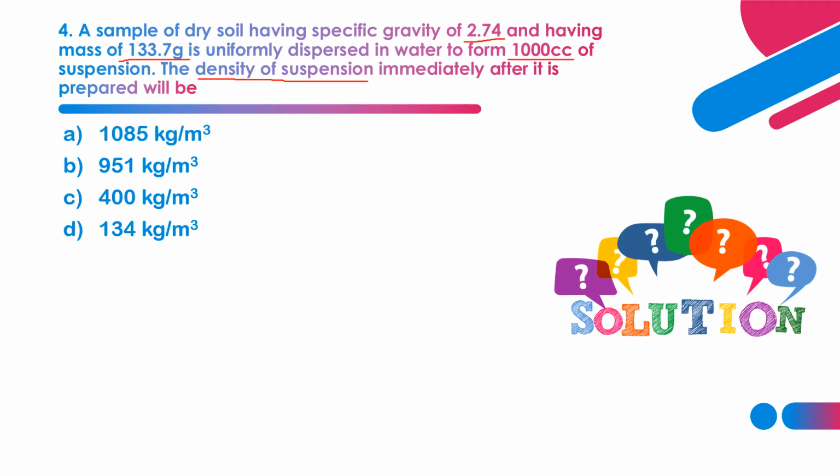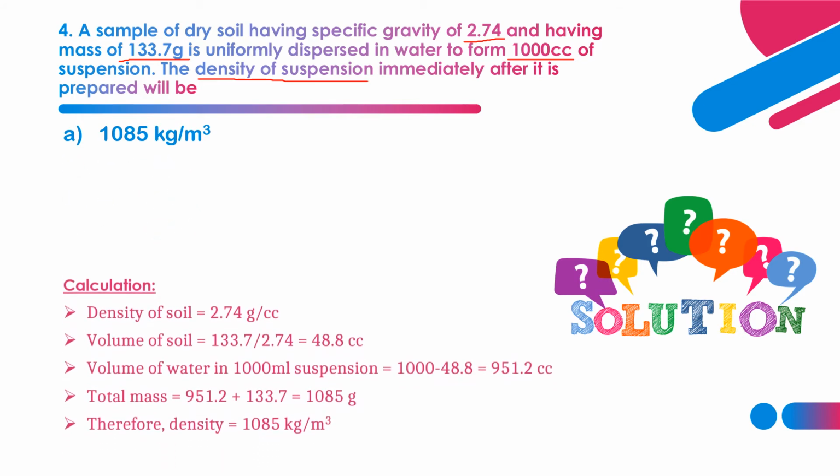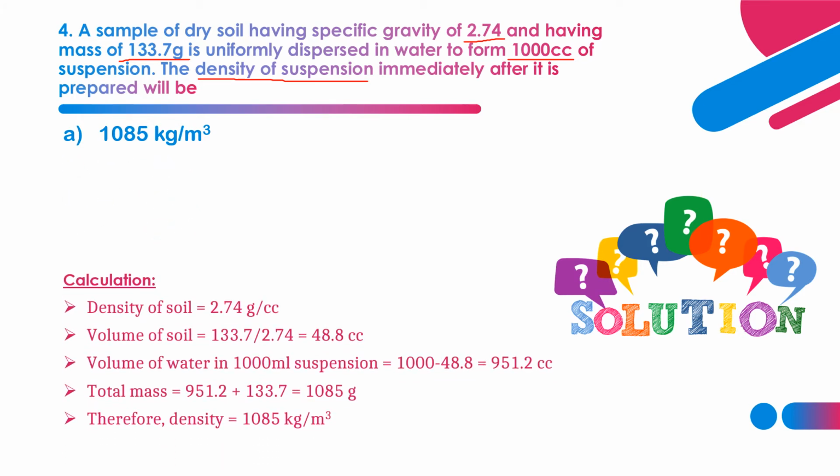So the correct option is 1085 kilogram per meter cube. Now let's see the calculation part. They have given the specific gravity of soil solids, that is 2.74. Then the density will be nothing but 2.74 gram per cc. Actually this is the density of soil solids, okay, soil solids, not the soil.